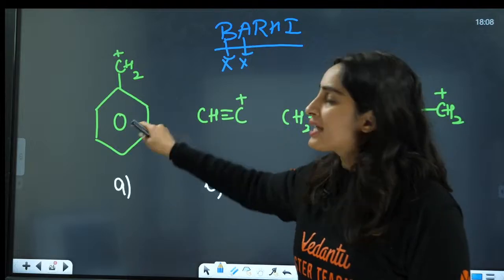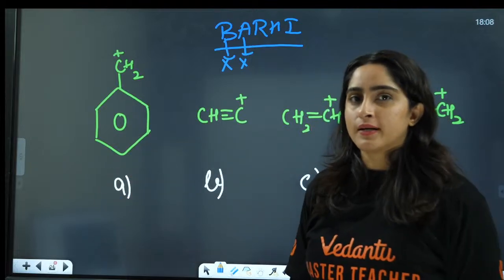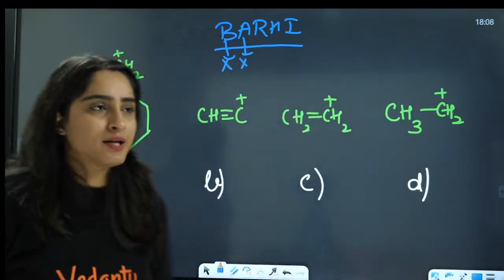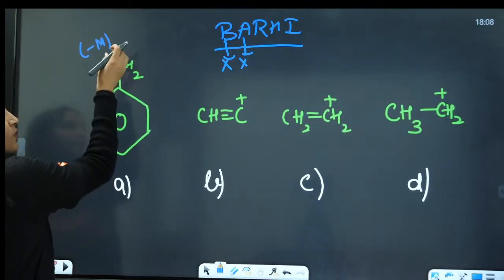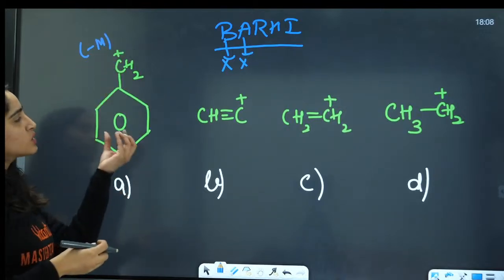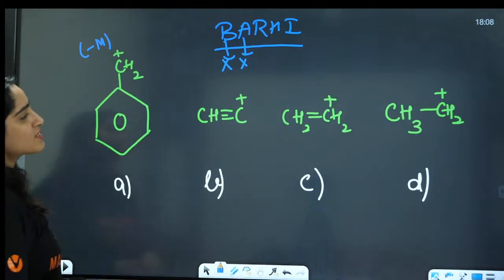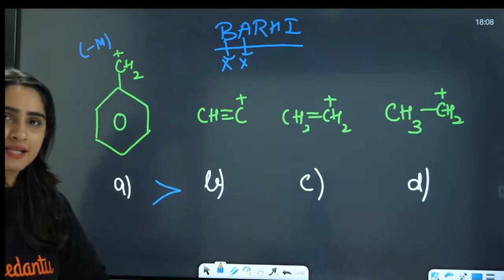That means this is making this ring more stable. Resonance means more stability. It will show minus M effect, and it will take away the electrons from this ring by minus M effect. Okay, so A will be more stable as compared to B, C, D.